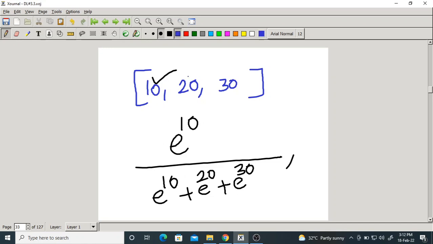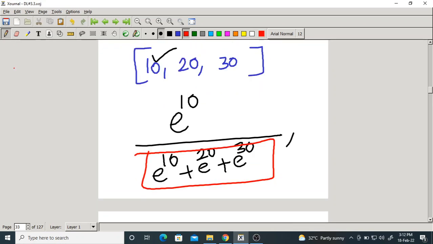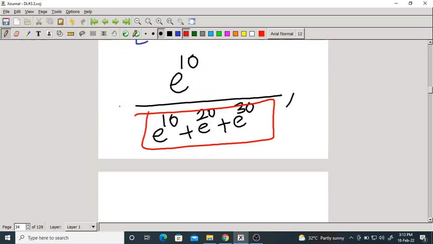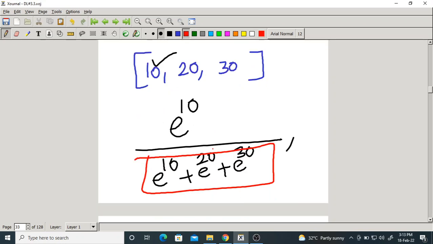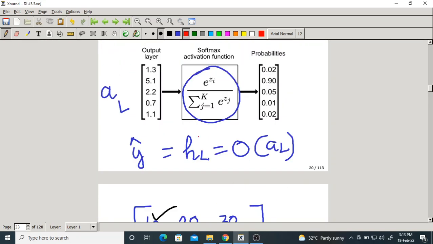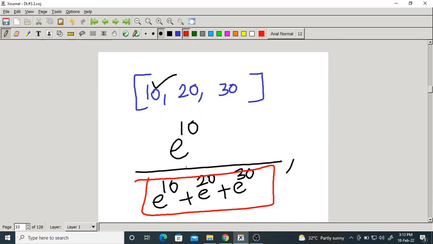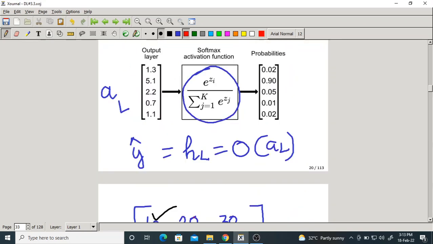In the denominator, this is something like normalization. For the second one we get e power 20 by the same denominator, and for the third, e power 30 by the same denominator. If you add all the values, you get e power 10 plus e power 20 plus e power 30 by the same denominator, which is equal to 1. So all the values are less than or equal to 1 and the sum of all the values is equal to 1. It follows the probability norms. This is called the softmax activation function, for output activation.